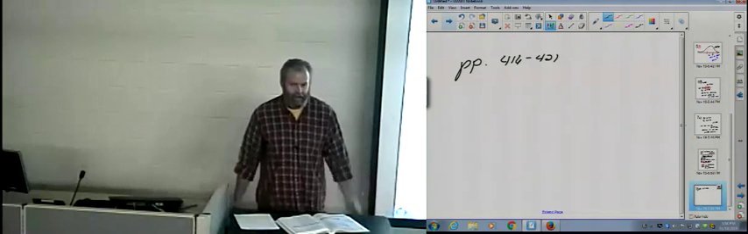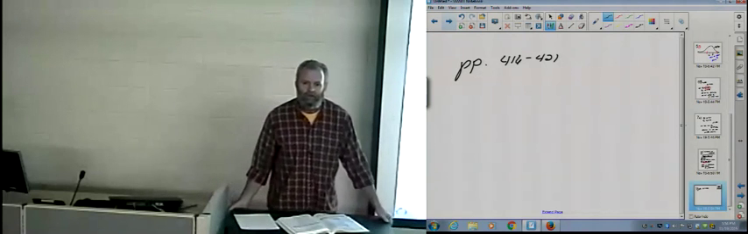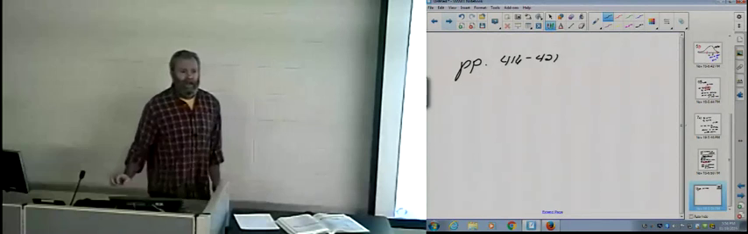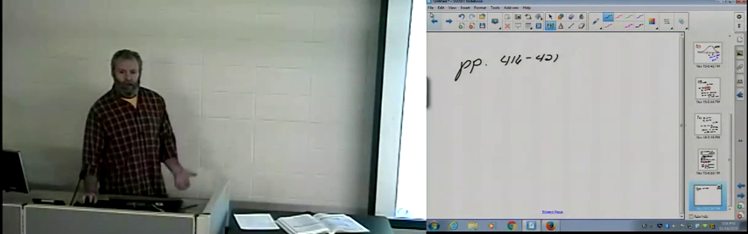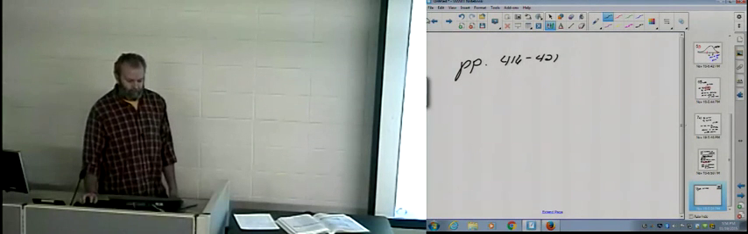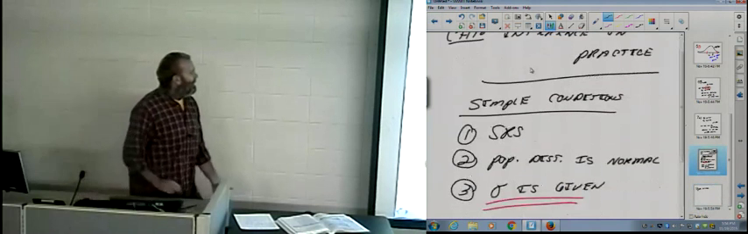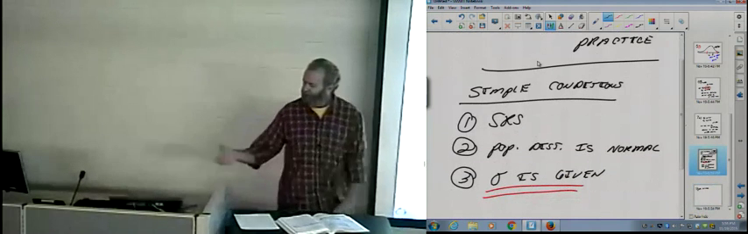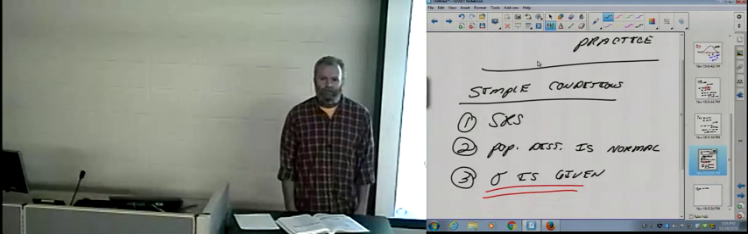It says where the data come from matters. Do you think it does? In other words, how our data got produced. Where did our sample come from? You think it makes a difference how we chose it? If it doesn't, why every time I write down those simple conditions do I write down our stuff's good for an SRS?